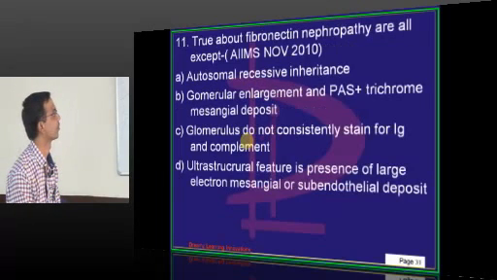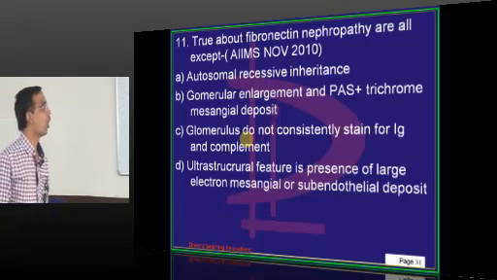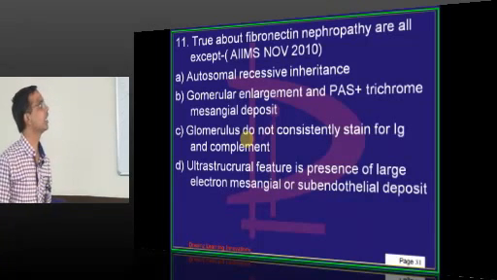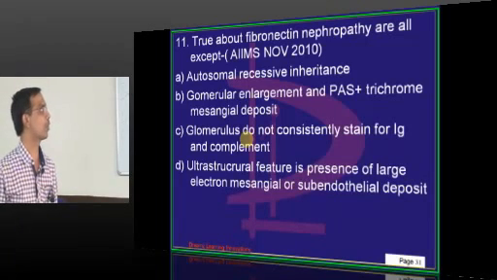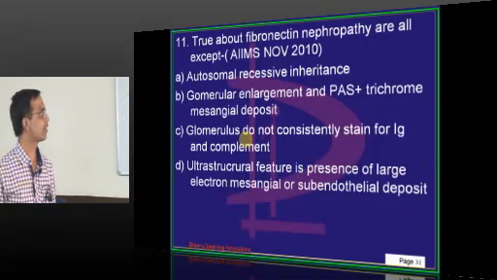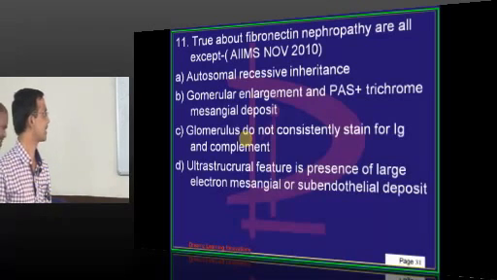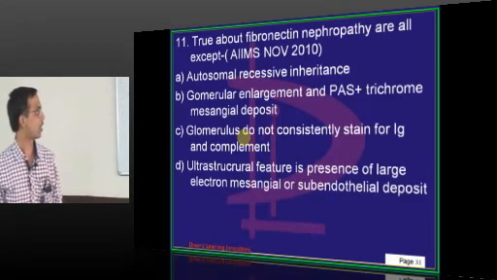Okay. True about fibronectin nephropathy are all except; all the following are true, only one is wrong. Which is the one that is wrong? Autosomal recessive inheritance pattern, glomerular enlargement and PAS positive, trichrome positive mesangial deposits. Glomeruli do not consistently stain for immunoglobulin and complement. Ultrastructural feature is presence of large electron dense mesangial or subendothelial deposits.